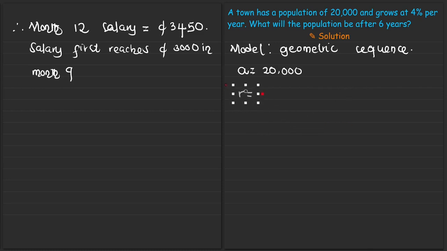So you might be confused and then actually write your r as just 4%. But if you use this 4% to work, it is going to be wrong. The reason being that this 4% is actually the growth rate. You see, the growth rate is the rate at which the population is growing. But if you want the growth factor, then you would have to add 1 to it.